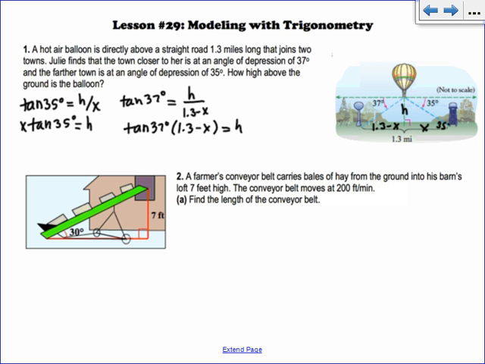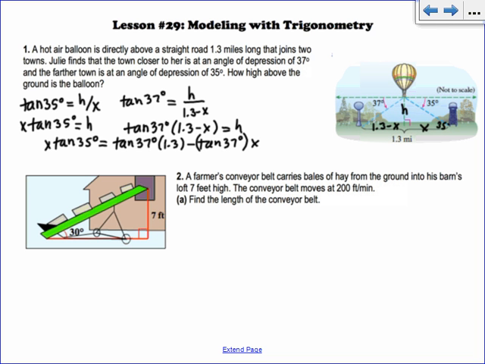So once you have each of those equal to h, you can set the two pieces together. So I can say that this part is equal to this part. Okay, so I'm going to do that. So I'm going to say x times tangent of 35 degrees equals, and I'm going to distribute tangent of 37 times 1.3 minus tangent of 37 times x, or x tangent of 37 if you want to write it that way.